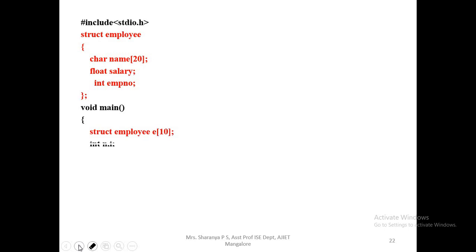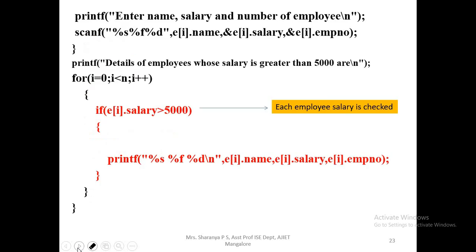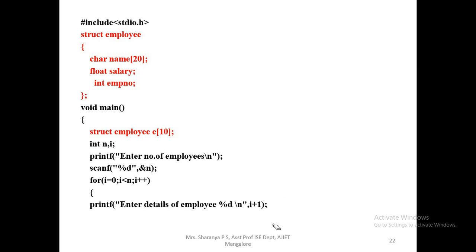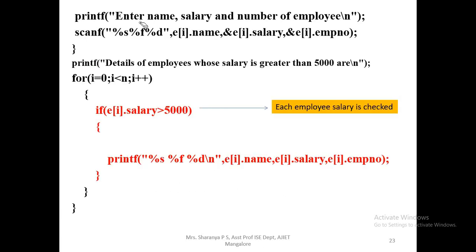We have created the structure for the employee by using struct employee, and we have created the array of structure, and we are reading the number of employees, and we are reading each element into the structure, that is, enter the details of the employee, and then here the name, salary and the number of employees, everything is collected. And then the major point that we have to check is, in the problem statement, it is asked to display the details of the employee whose salary is greater than 5,000.